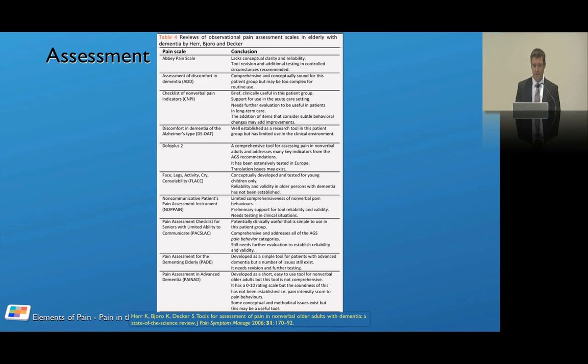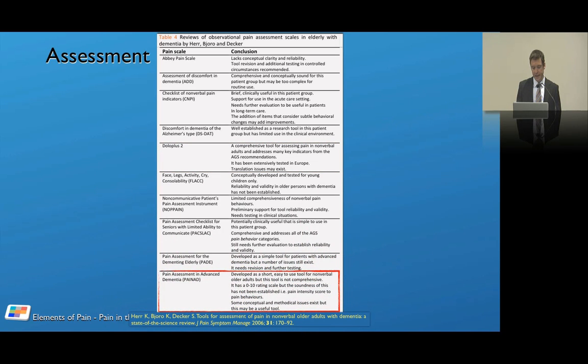So there are a number of tools, none of them gold standard assessment of pain in non-verbal older adults with dementia. The Doloplus might be useful. It's comprehensive, addresses many of the key indicators from the AGS, American Geriatric Society recommendations. It's been extensively tested in Europe, or so the website says, but there may be some translational issues. So Doloplus might be useful in this group of patients.